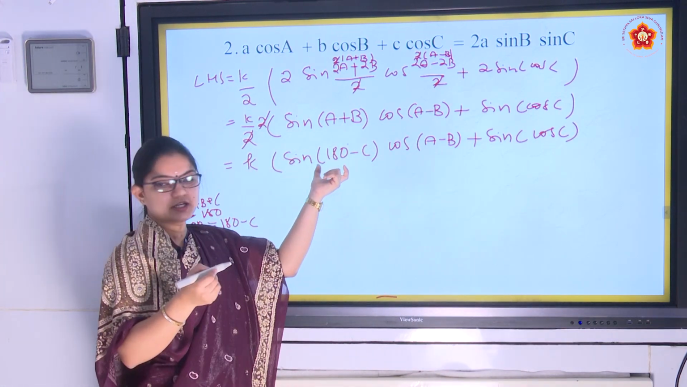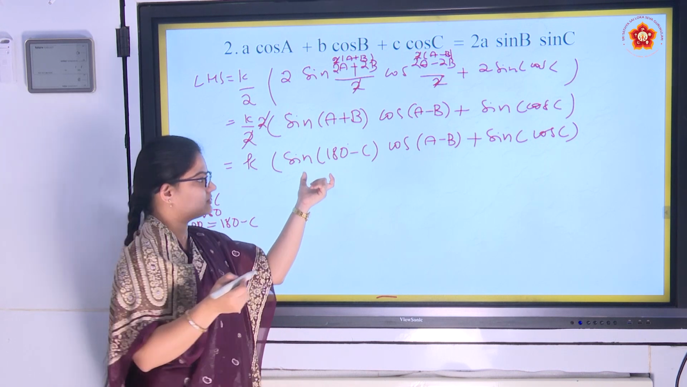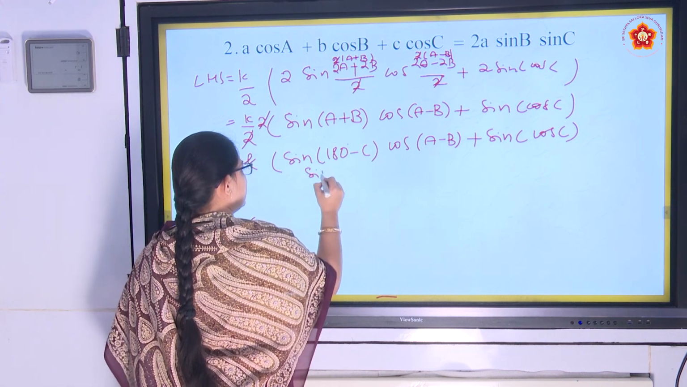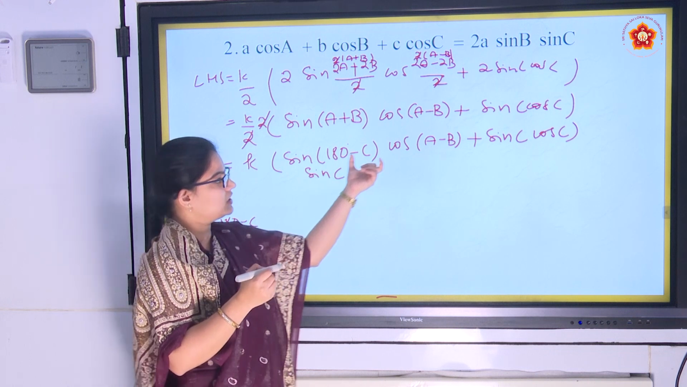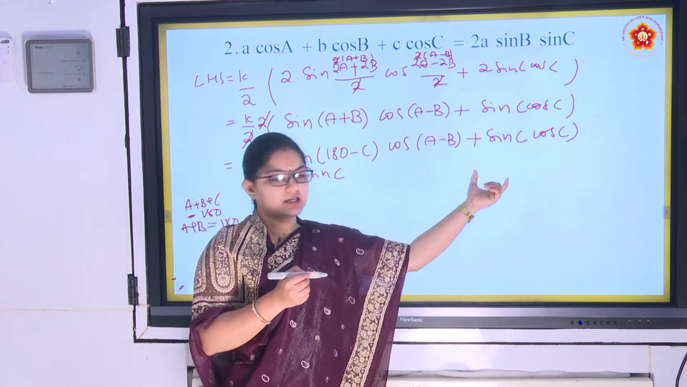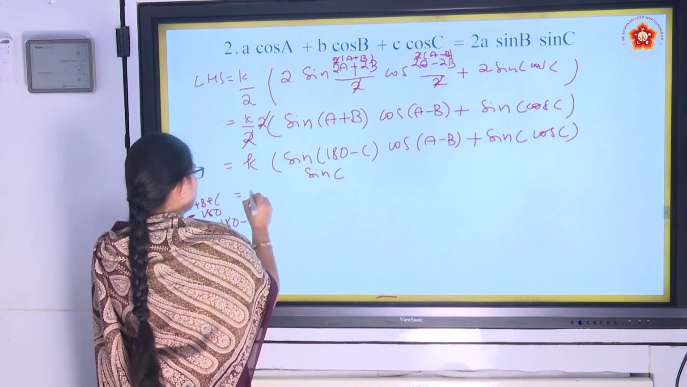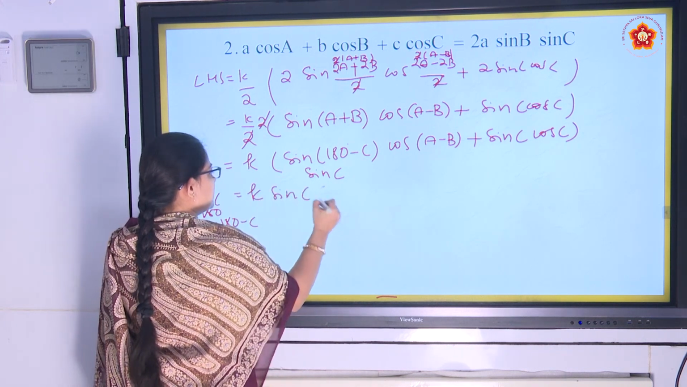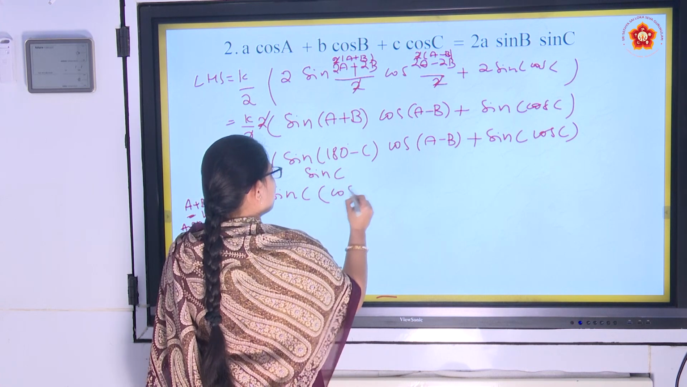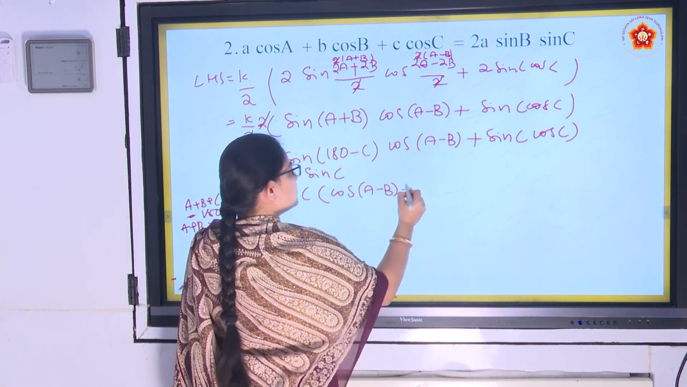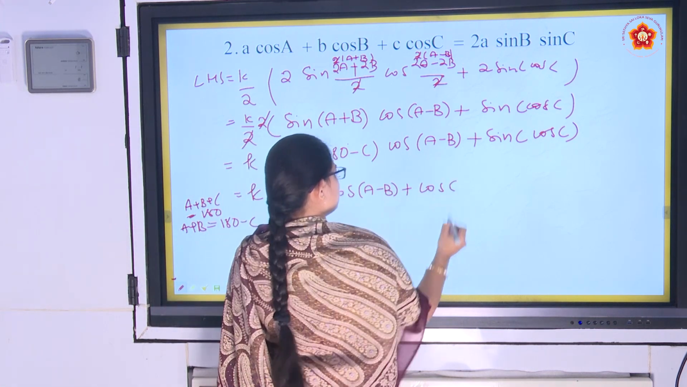Now what is sin of 180 minus C? Sin of 180 minus C is sin C, right? We know that. So sin C cos A minus B plus sin C cos C. So sin C is common. We can take it out. So K, I am taking sin C out. So what is remaining? Cos A minus B plus cos C.